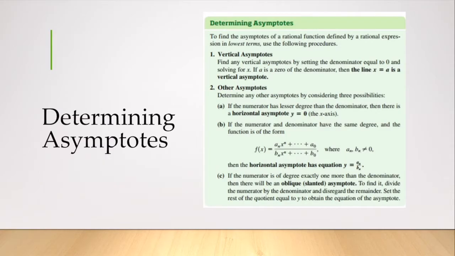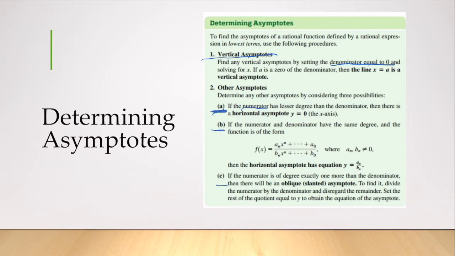So, how do we determine asymptotes? The first thing you always want to do is find your vertical asymptotes. You do that by setting your denominator equal to 0. These are going to be your vertical asymptotes. After that, you have to check for three different types of asymptotes: horizontal equals 0, horizontal equals a constant, and oblique. If you meet the qualifications for A, you don't need to check the others. If you meet the qualifications for B, you don't have to check the others.